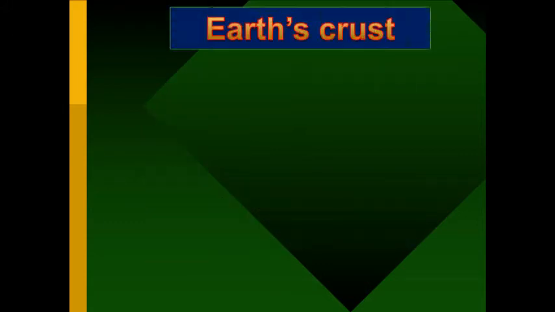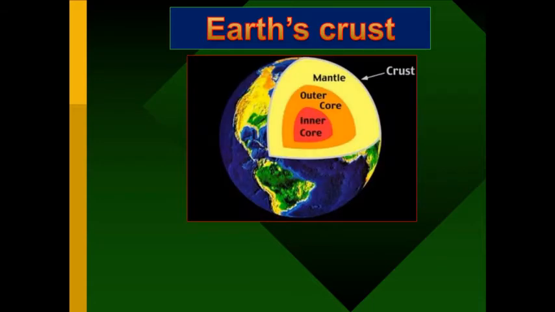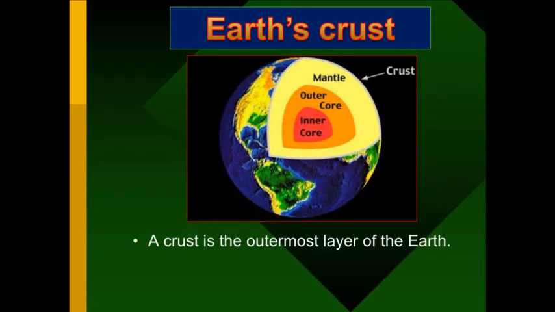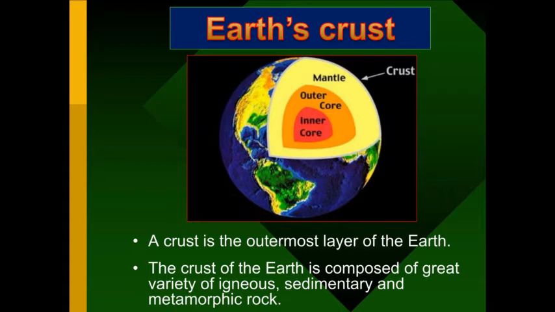Now, let us recall the Earth's crust. If you still remember, my dear students, you can definitely identify the different layers of the Earth. We have the inner core, the outer core, the mantle, and of course, the crust. The crust is the outermost layer of the Earth. The crust of the Earth is composed of a great variety of igneous, sedimentary, and metamorphic rock.